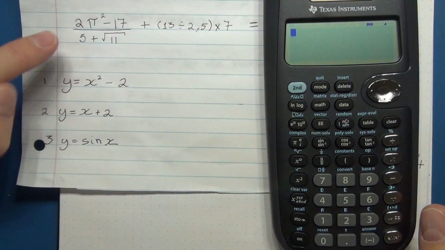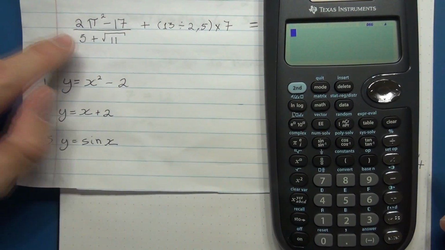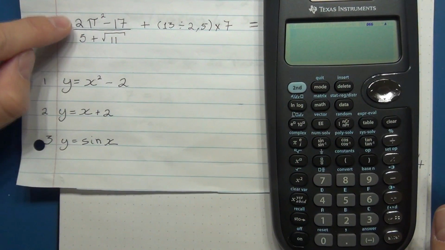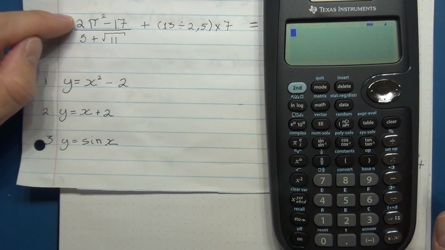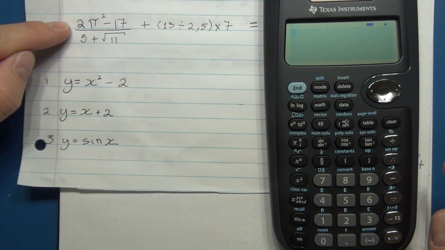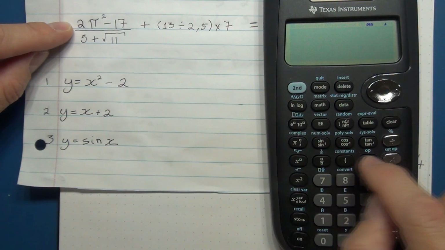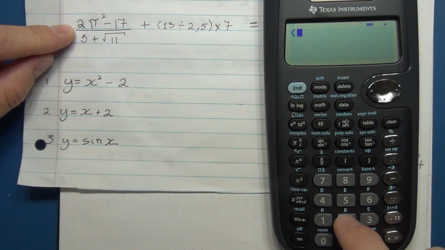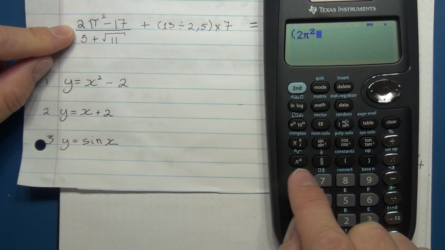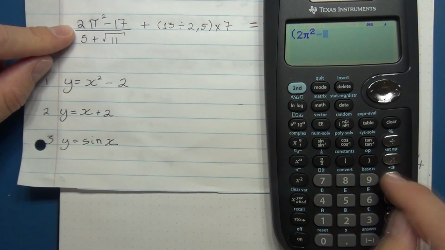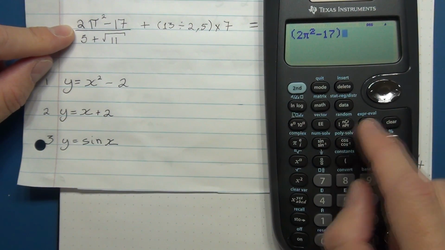Right, so let's go and enter this piece of arithmetic. I'm going to enter it properly as it should be. Even though I don't have parentheses around the numerator over here, correctly speaking I need to add them so that we get the right answer. So we start off, I enter parentheses, and we go 2 pi squared minus 17. I have to close.